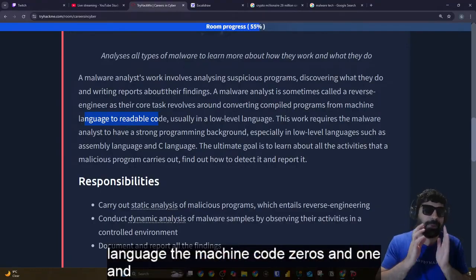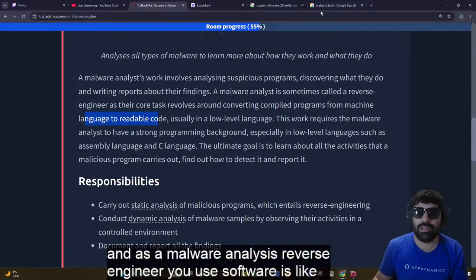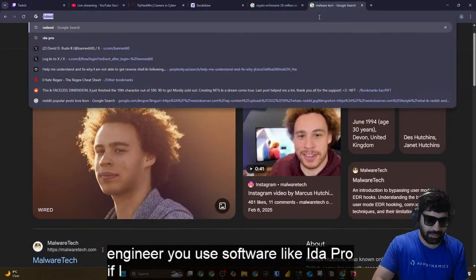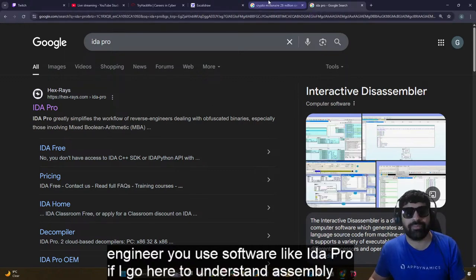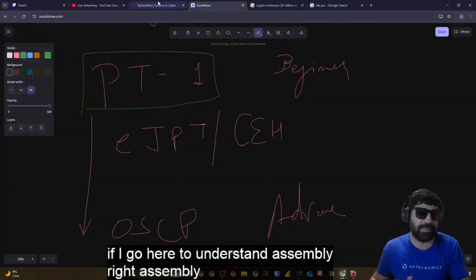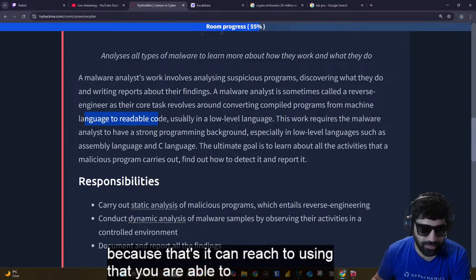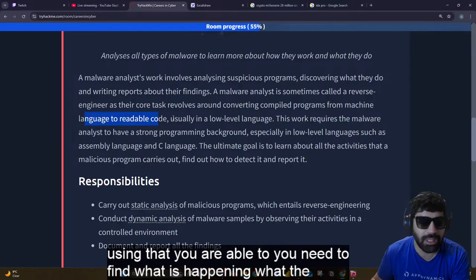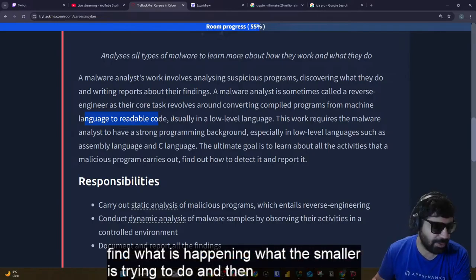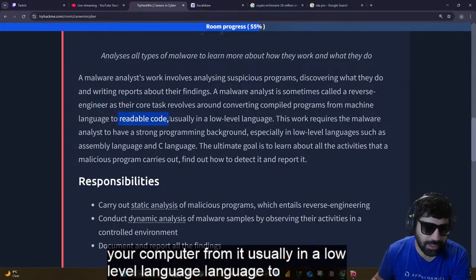And as a malware analyst, a reverse engineer, you use software like IDA Pro to understand assembly code, because that's the max it can reach to. Using that, you need to find what is happening, what this malware is trying to do, and then help protect your computer from it. Usually it's a low level language to readable code, that's assembly.